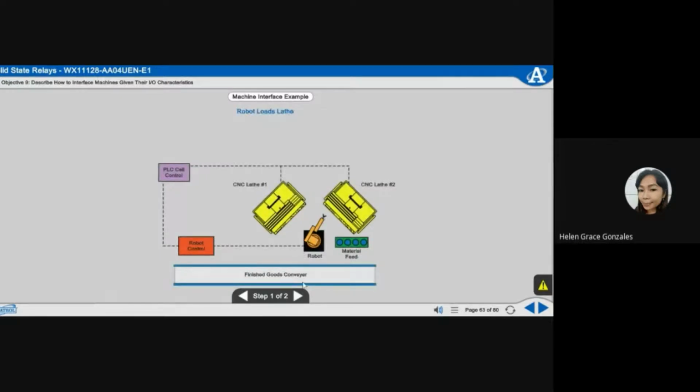Robot loads lathe. After the robot loads the lathe, it must then signal the lathe that it can begin its cutting operation. When the lathe finishes cutting, it must then signal the robot to pick up the completed part.